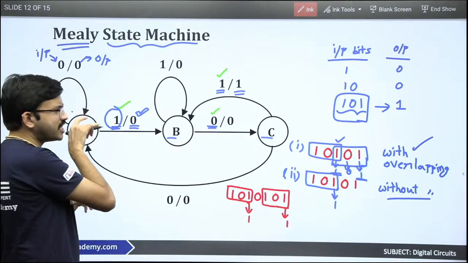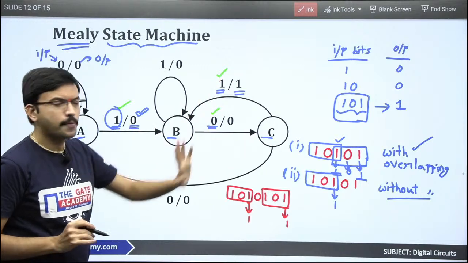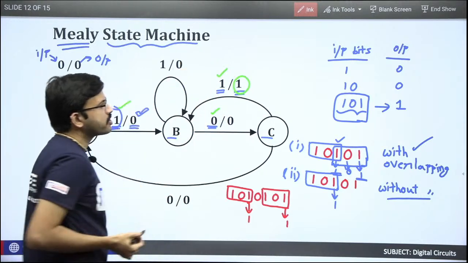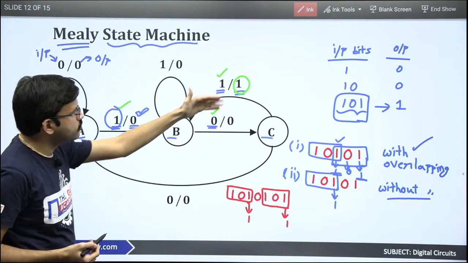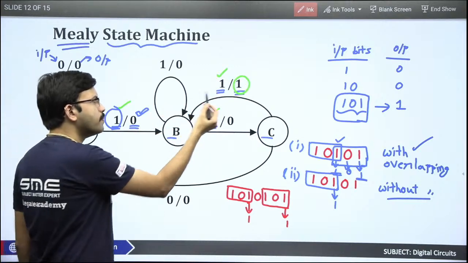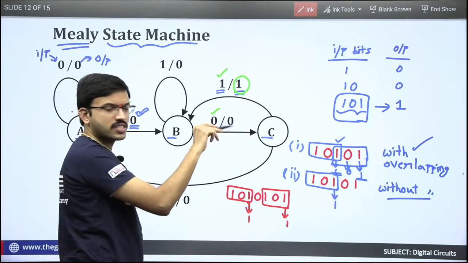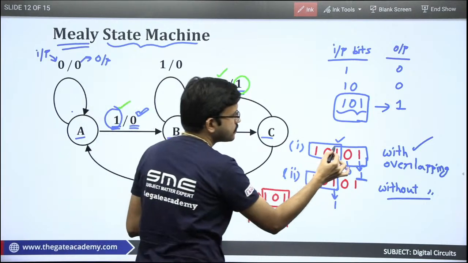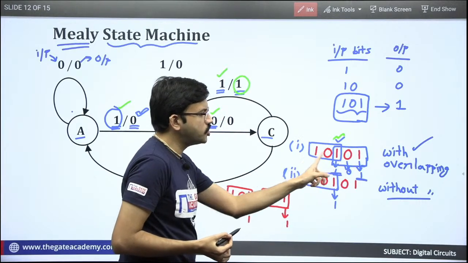So if you focus only on the inputs, 1, 0, 1 you have received. Here the output is 0, here the output is 0, here the output is 1. So that means you get output 1 if you receive the bits 1, 0, 1. Now if you continue the process with respect to this diagram, this 1 is the ending sequence for the first 3 bits, 1, 0, 1.